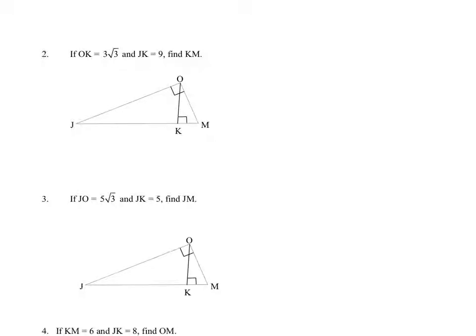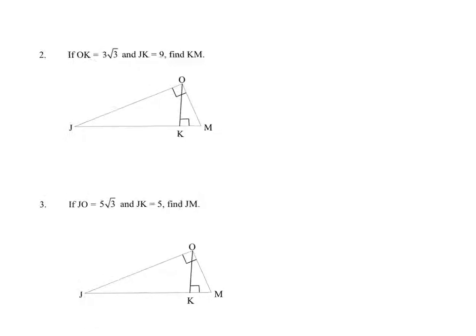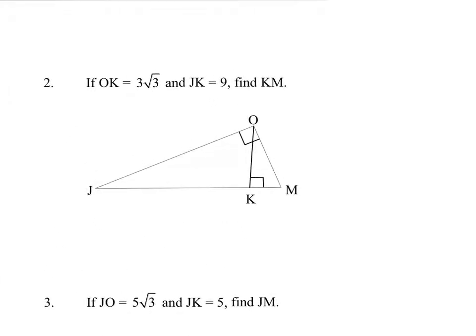Okay, number 2 on the back. We fill out what we know and go from there. OK is 3 root 3. JK is 9. KM is unknown. I'm going to call that X. We're not looking for either a leg or an altitude. We're looking for KM, which is part of the hypotenuse.